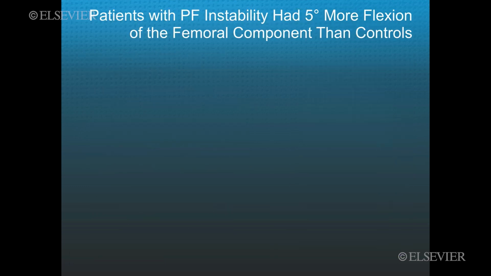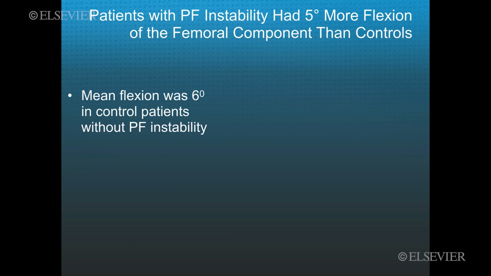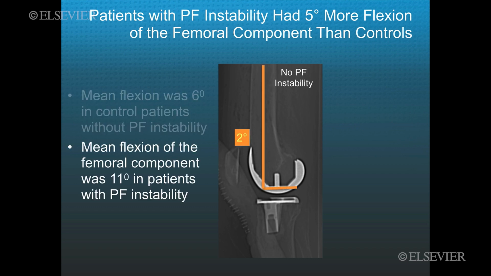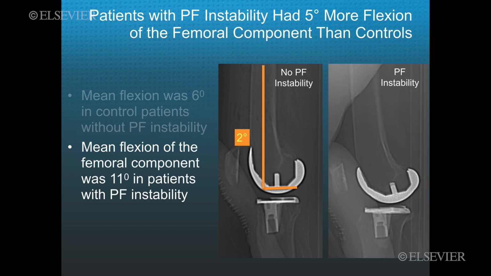Patients with patellofemoral instability had a mean of about 5 degrees more flexion of the femoral component than controls, a surgical error that's treatable. Mean flexion was 6 degrees in control patients without patellofemoral instability, and this image shows a person that has 2 degrees of flexion. Mean flexion of the femoral component was 11 degrees in patients with patellofemoral instability, as you see here.